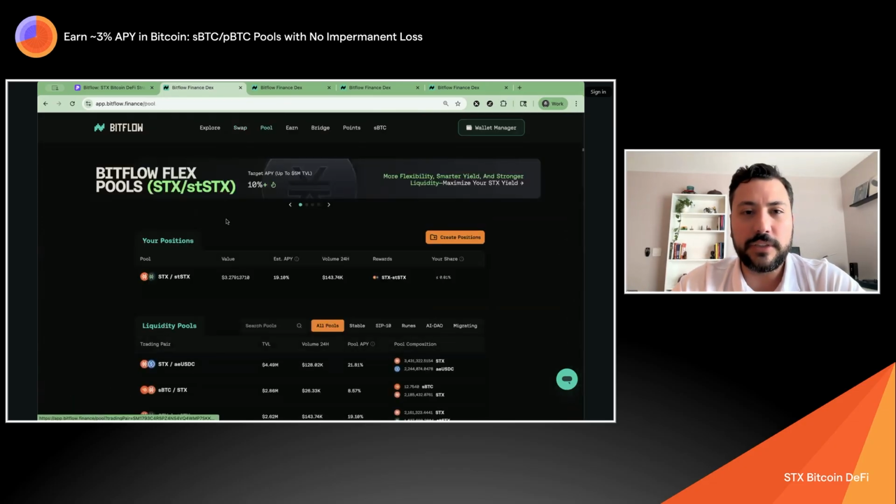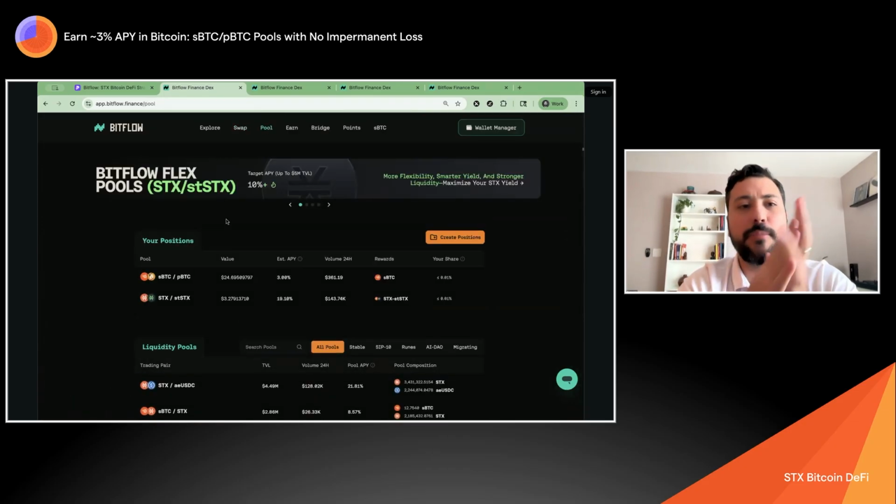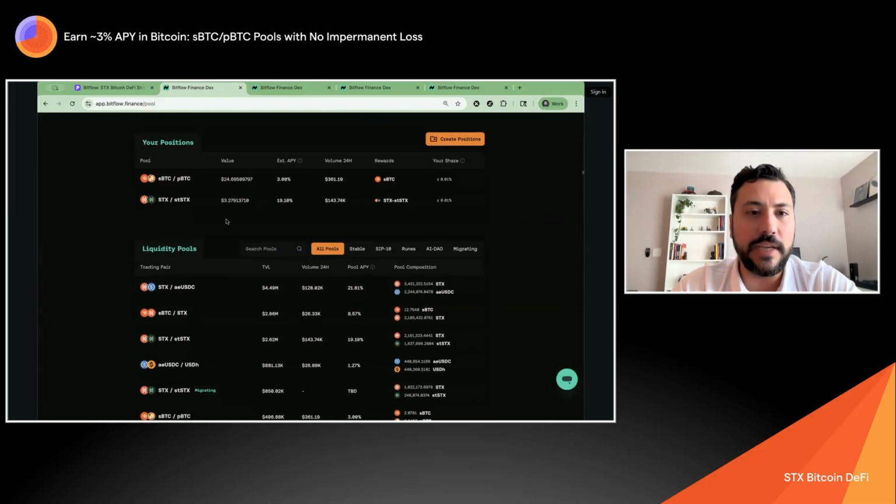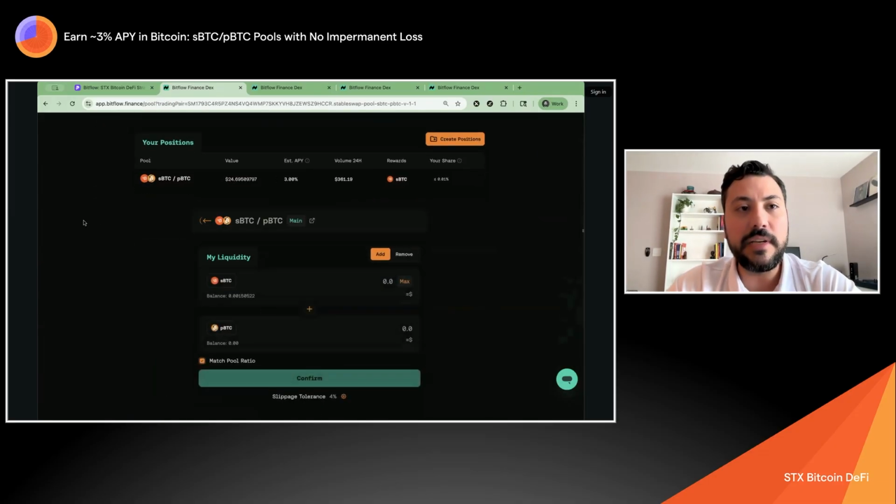All right. So let's jump right to it. The first pool we're going to be diving into is the sBTC and pBTC pool. This is an easy one because we're talking about 2 flavors of Bitcoin. That means that whatever you provide, there is no risk of impermanent loss. When we say no risk of impermanent loss, that means that both of these assets in the pool represent the same thing, right? So this is considered a stable pool.